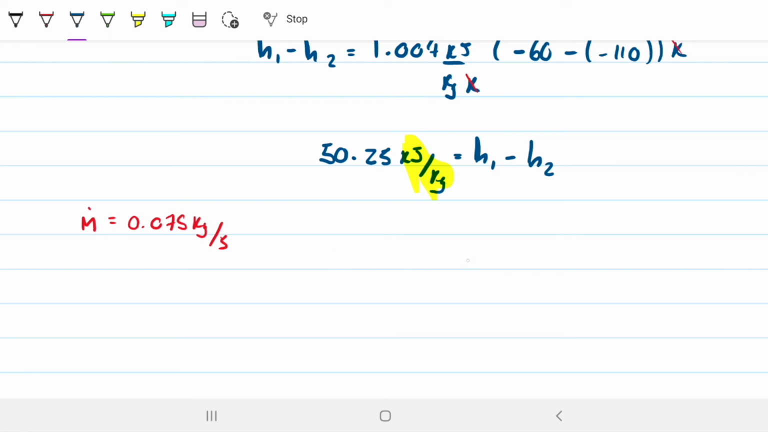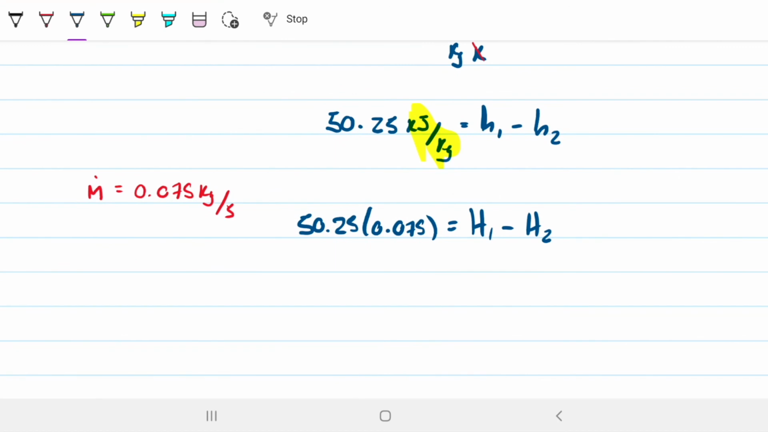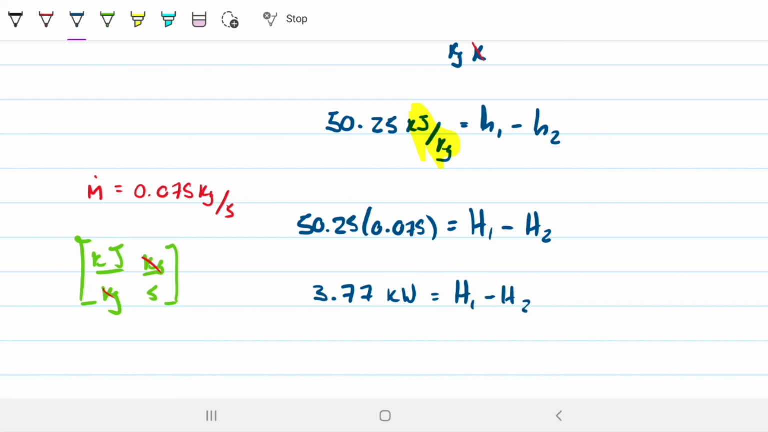So instead of wanting the small h's, I can just do 50.25 and multiply that by 0.075, and I get about 3.77. Then this becomes kilojoules per kilogram unit-wise times the mass flow rate, that is kilograms per second. So these guys cancel, and we're left with kilojoules per second, which is kilowatts, right? So this is kilowatts, and that is the big H.